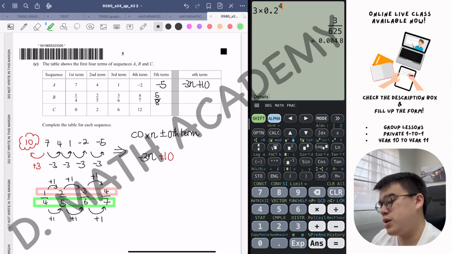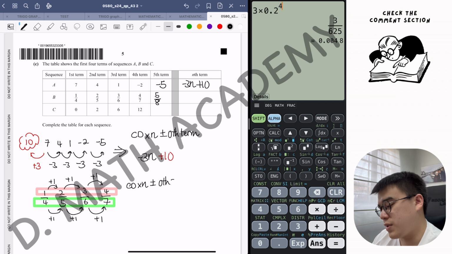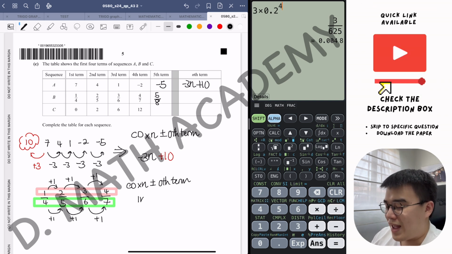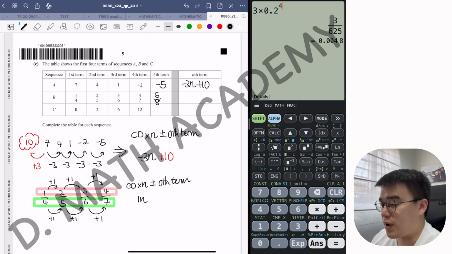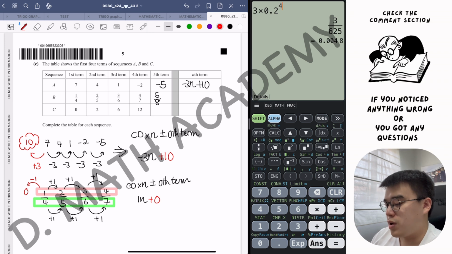So for the top one, you will get CD times n plus or minus the 0th term. Again, the same formula as the one at the top. You will get 1n. When you go the other way around, it's going to be -1, making it 0. So basically, there's nothing to write. It will just be n.